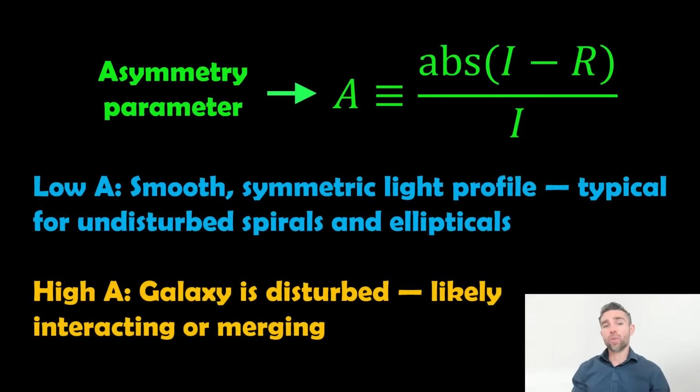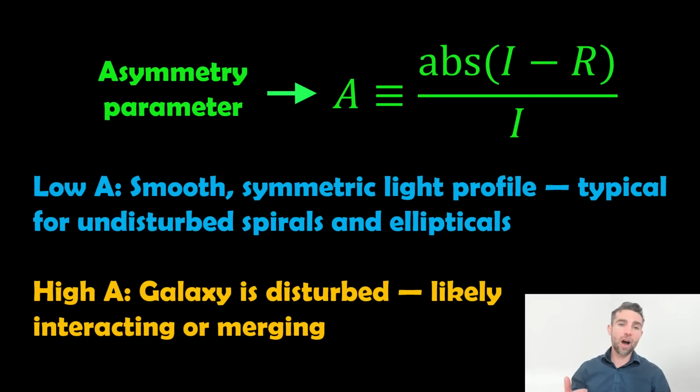Mathematically we've got our equation there, so you're just looking for the differences between the two images that we've rotated 180, and we get this asymmetry parameter A. If it's a low value, it means the galaxy is smooth, the light profile is symmetric, and this is fairly typical if you've got an undisturbed spiral or an elliptical galaxy. A galaxy that hasn't had any interaction with another galaxy should be relatively symmetric.